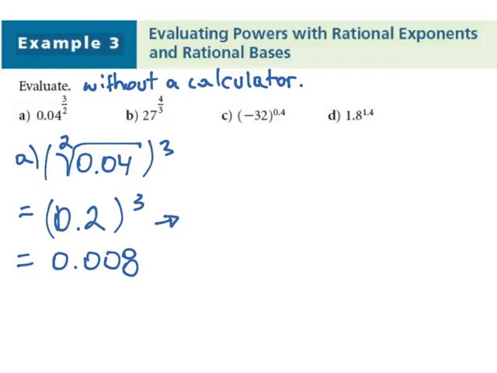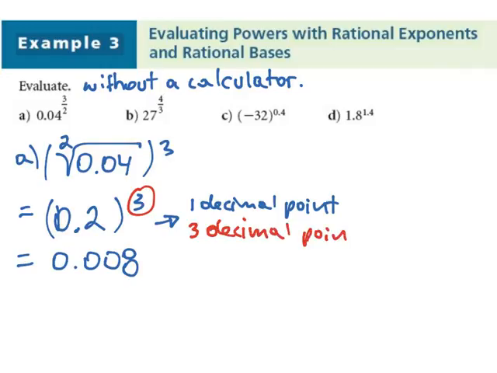We have 1 decimal point, and since the exponent is 3, this will change to a 3 decimal point answer. And what is 2 to the power 3, 2 times 2 times 2? Well, that is 8. So we have to rewrite the 8 into 3 decimals. Therefore, this is your answer.